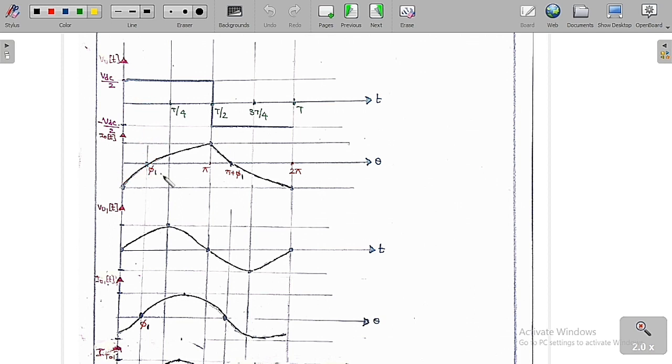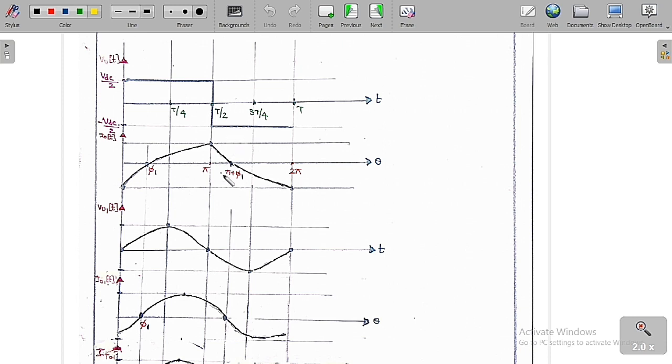From 0 to phi 1, the voltage is positive and the current is negative. Voltage positive and current negative means simply D1 is connecting here. Whereas from phi 1 to phi, the output voltage is positive and the output current is also positive. So both are positive means S1 is connecting in this region.